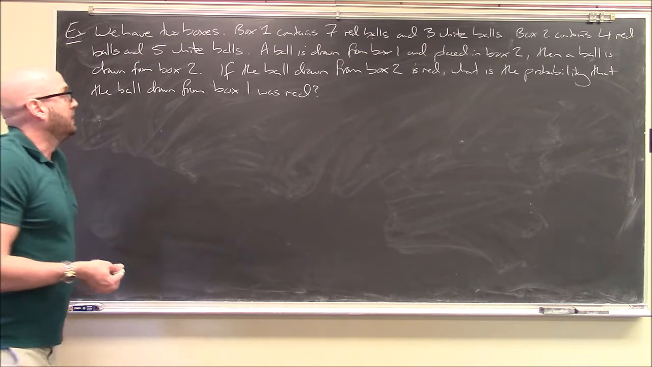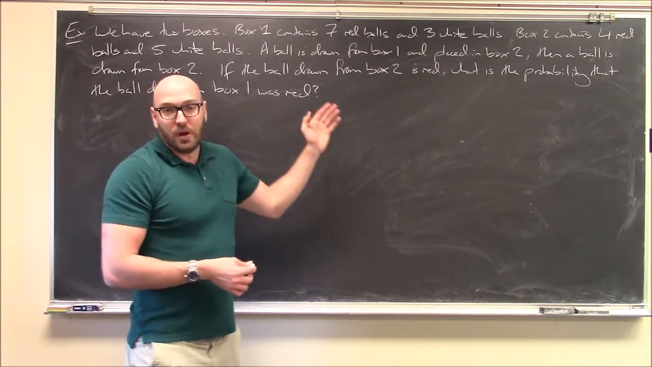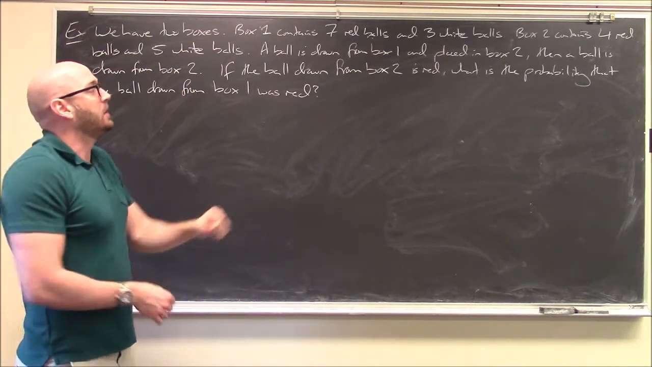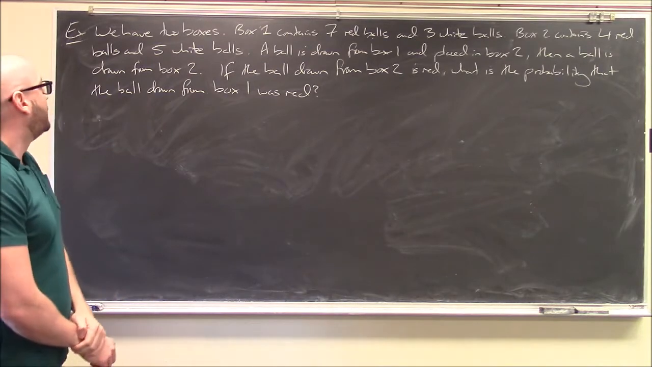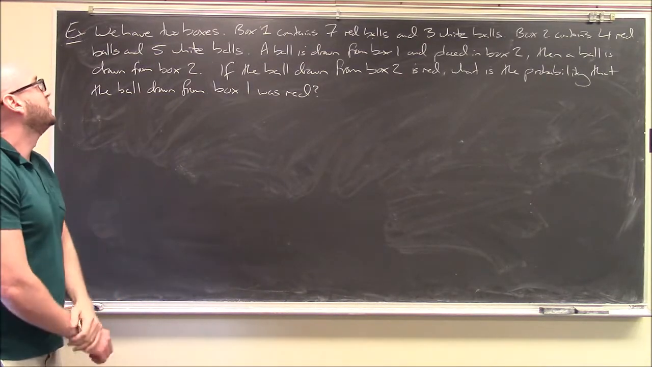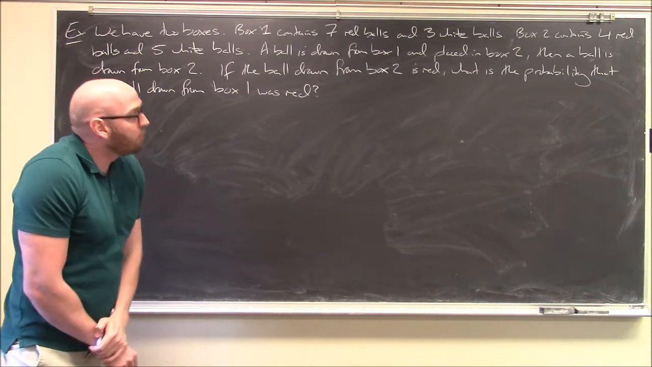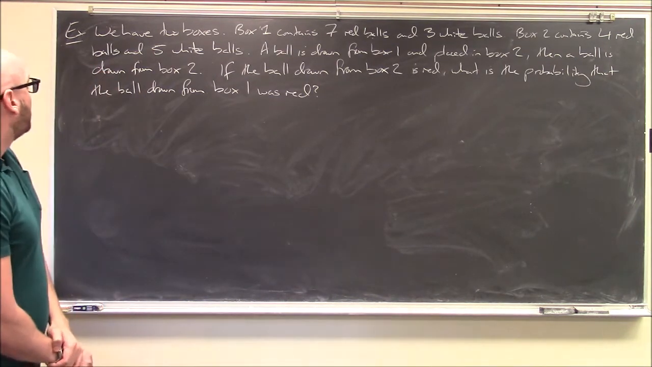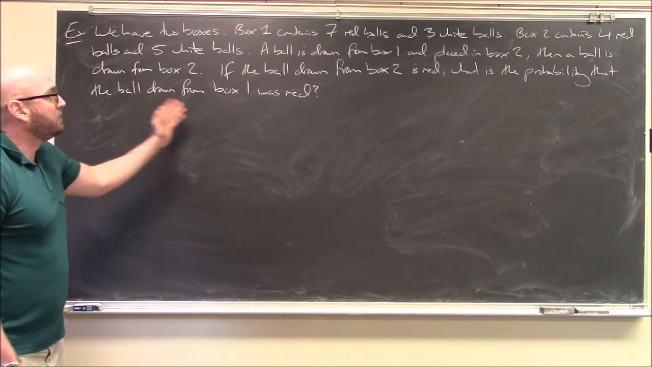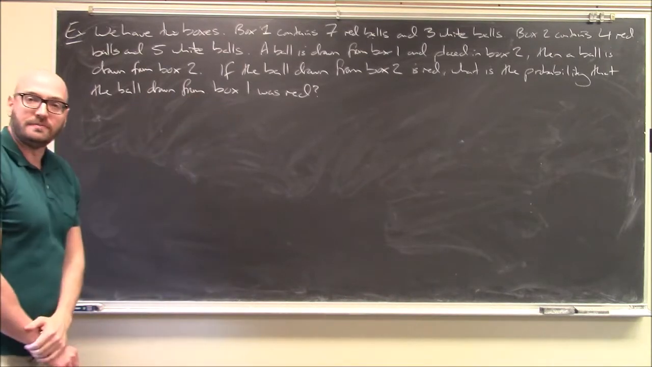So here's the experiment. A ball is drawn from the first box and then placed in the second box. And then a ball is randomly drawn from the second box. So here's the question. If the ball drawn from box 2 is red, what is the probability that the ball drawn from the first box was also red?